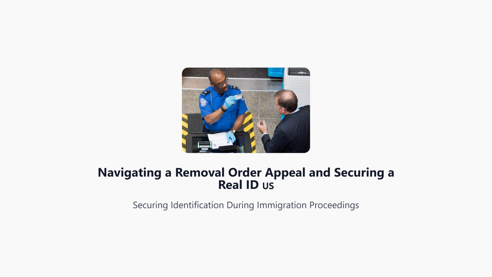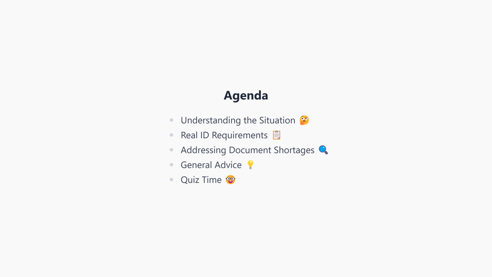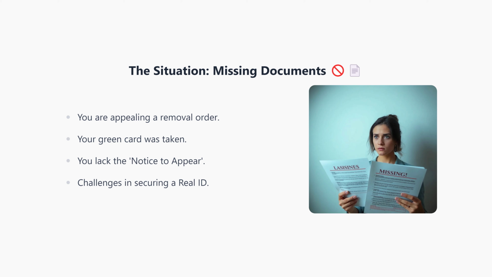Welcome to our in-depth guide on navigating the challenges of appealing a removal order while attempting to secure a real ID. Here's what we'll cover: understanding the challenges faced, the essential requirements for obtaining a real ID, how to address document shortages, general advice to maintain your progress, and we'll wrap up with a quiz to test your knowledge. Let's begin by understanding the situation you might be facing.